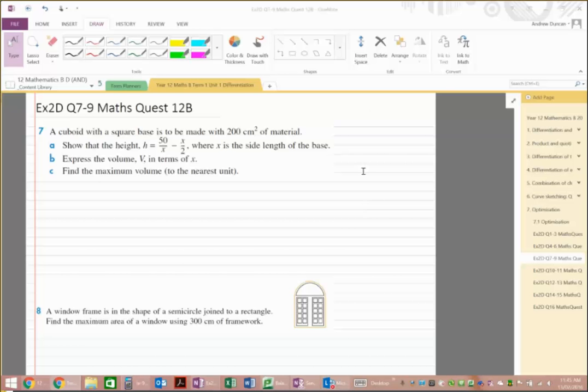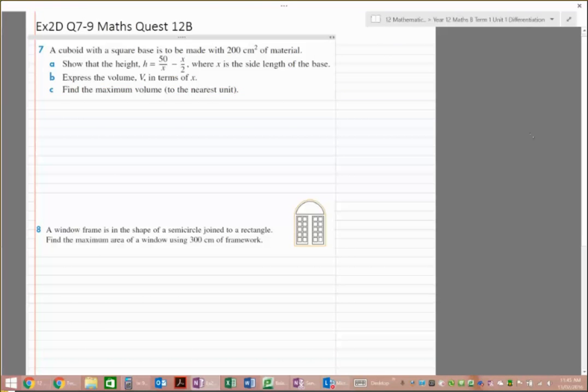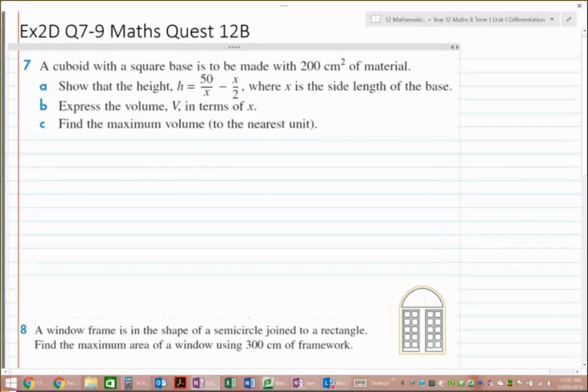Alright, so some more of these problems. Exercise 2D, questions 7 to 9. They're starting to get a little bit harder, but hopefully you've practiced the first 6, so you'll be on the right track.